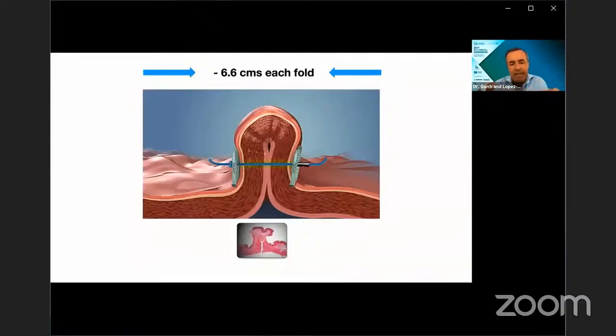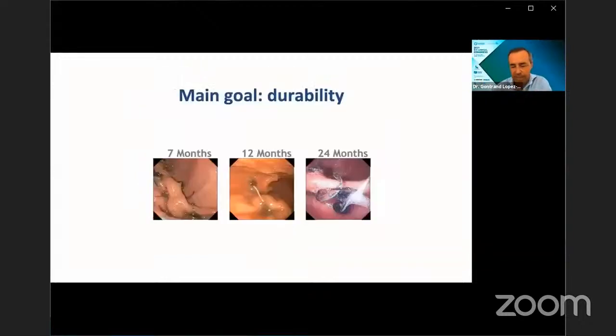POSE is a procedure where we make folds in any part of the stomach. Each of these folds shortens the gastric wall by 6.6 centimeters and creates an enfolding of the tissue, creating an apposition of serosa to serosa, trying to induce these fibrotic bridges. The main goal of this plication is to increase the durability of endoscopic treatments.